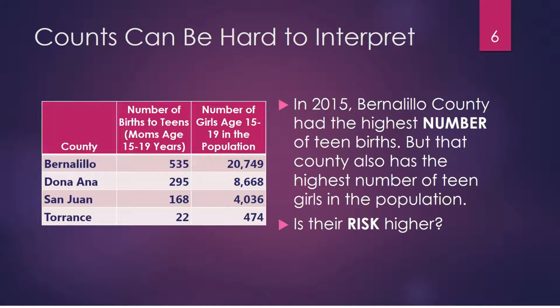But counts have limitations in assessing risk. This table shows the number of births to teen moms in 4 New Mexico counties in 2015. Bernalillo County had the highest count, but that county also has the highest number of teen girls in the population. So it's hard to tell if teen girls in Bernalillo County have a higher risk of giving birth compared to the other 3 counties in the table. There are more teen births, but also more teen girls, so we would expect there to be more teen births. How can we better use these data to evaluate risk?